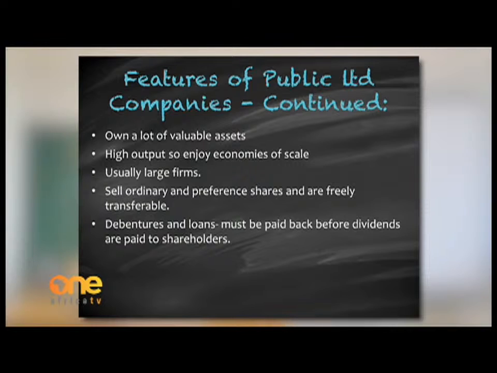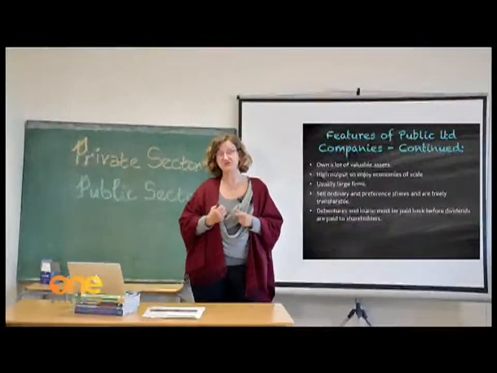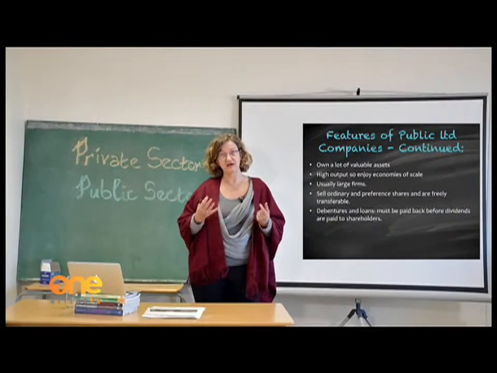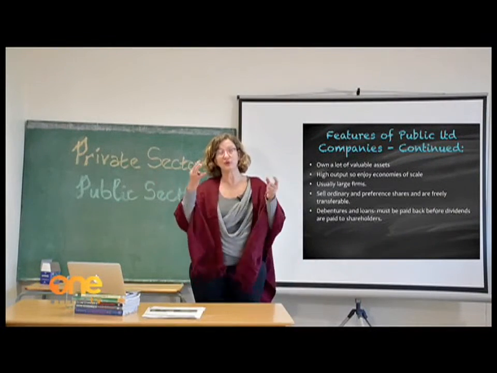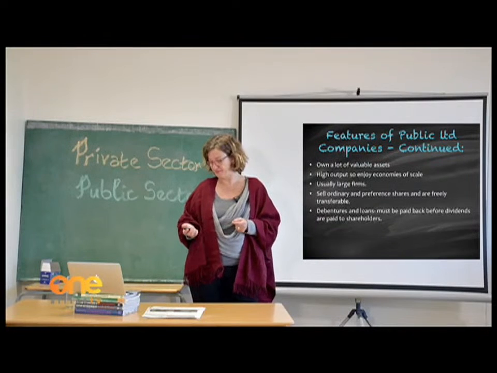They sell two types of shares, which are called ordinary and preference shares. They also sell debentures, and apart from the money they get from the shares that they sell, they also get money through issuing debentures, or by taking out loans. So that's where the money for a public company comes from.